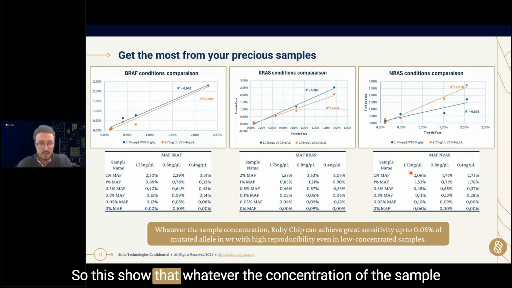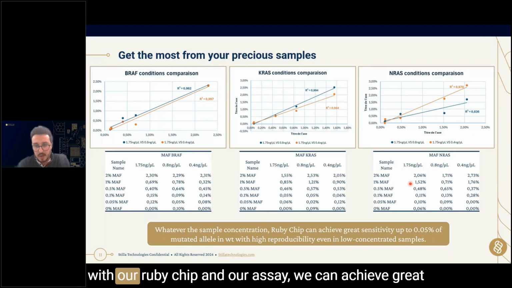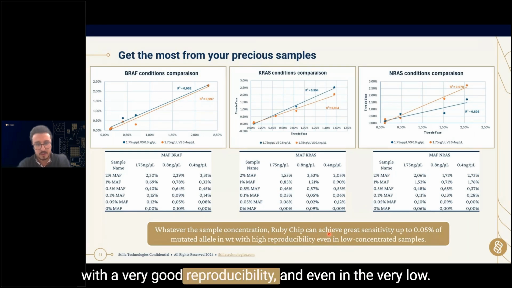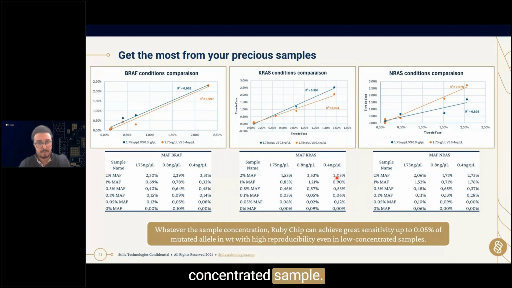So this shows that whatever the concentration of the sample, with our Ruby chip and our assay, we can achieve great sensitivity, up to 0.05% of the mutated allele with the wild type, with very good reproducibility, even in the very low concentrated sample.